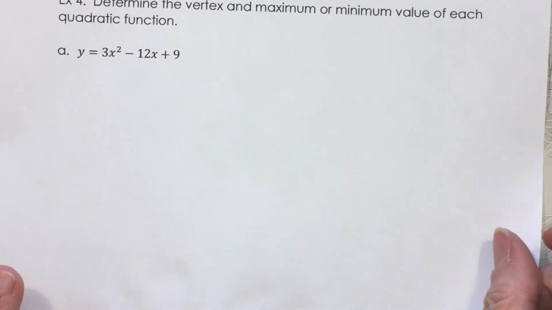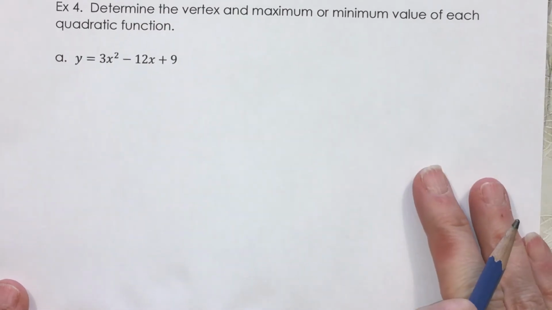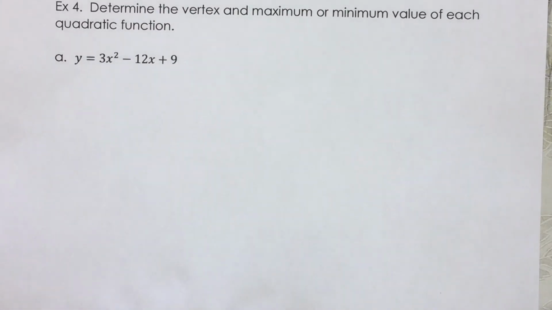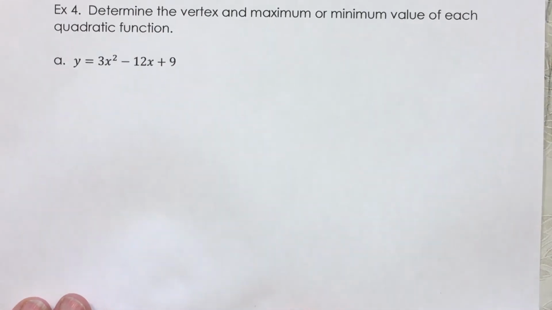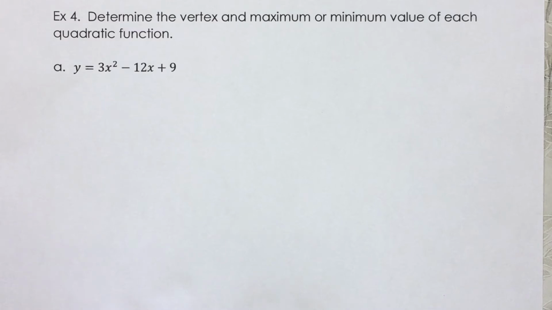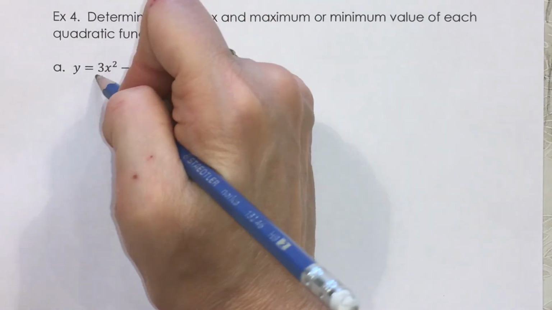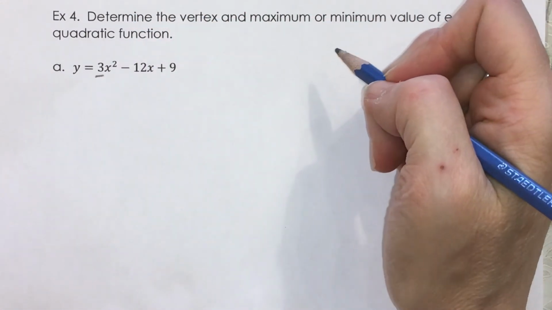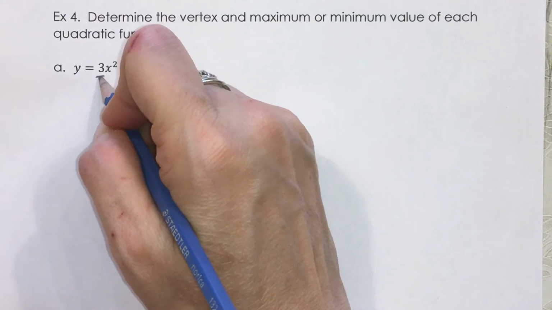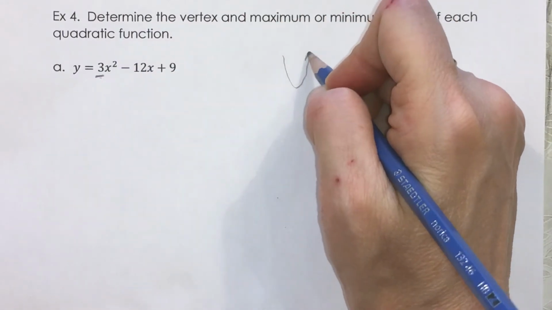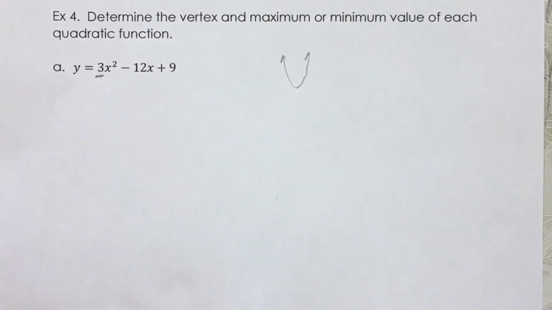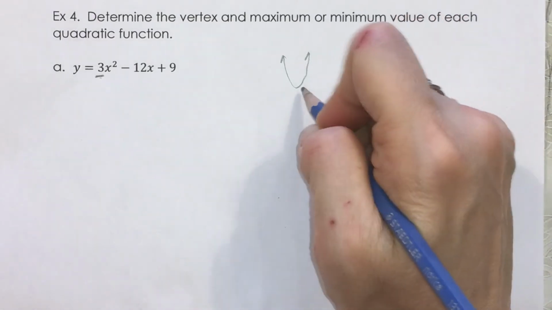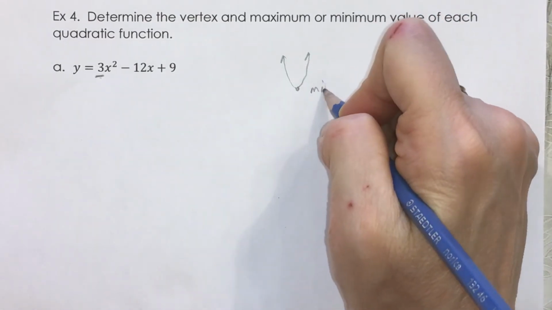Moving up to example 4 here, determine the vertex and maximum or minimum value of each quadratic function. So we don't have a graph anymore. We're just going to put our equation into vertex form. Already, because this a value is positive, we know there's going to be a minimum value, because if we see a positive a value, we know that our parabola is going to open upwards like that. Okay, so we know it's going to have a minimum, but we don't know what that value is.